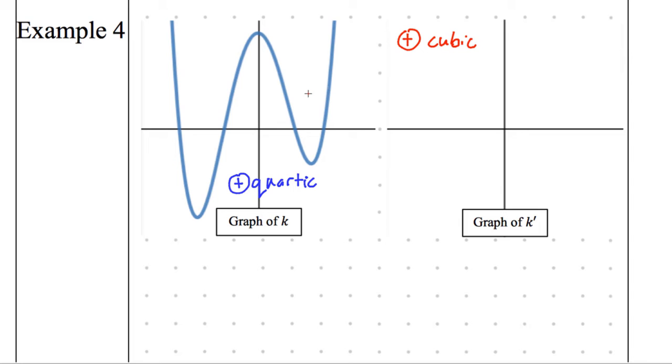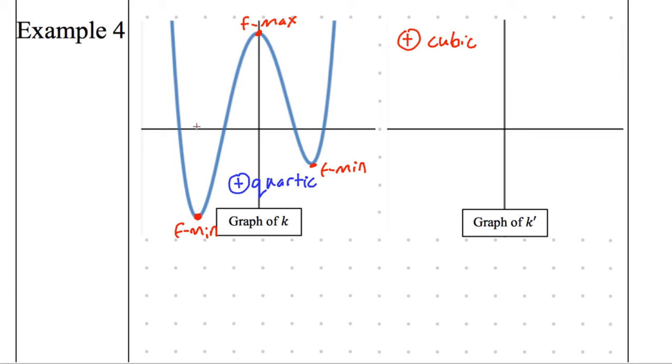Whenever I have a graph, and it's just the normal graph of k, there's no k primes, whenever I see that, I always want to look for the minimums and maximums. Where are those guys? There's a minimum right there, so we're going to label that f min. This up here looks like an f max, and we have an f min down here. Cool. And that's really all we need to label from this graph.